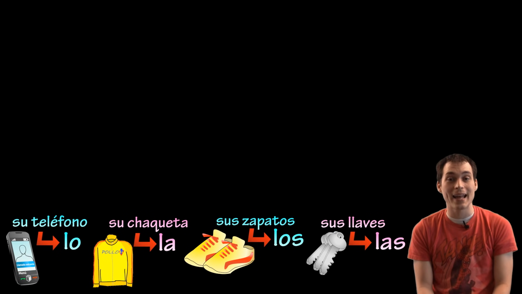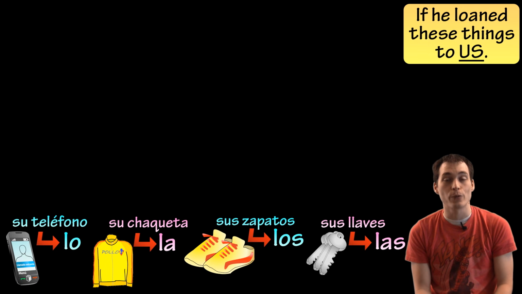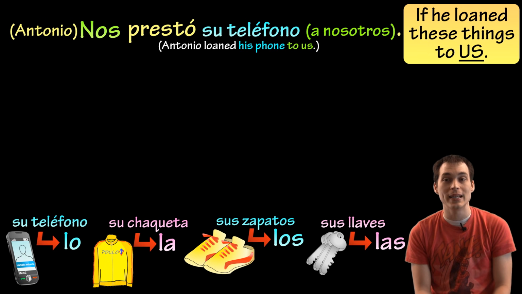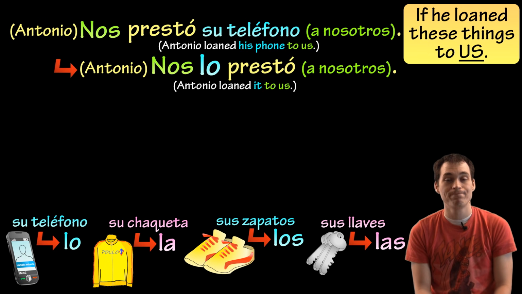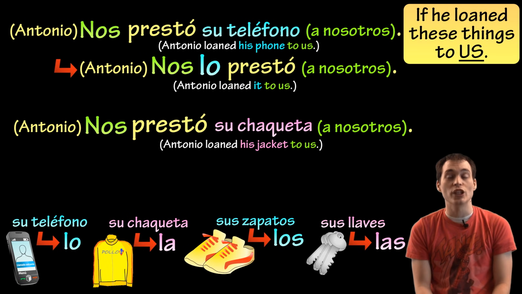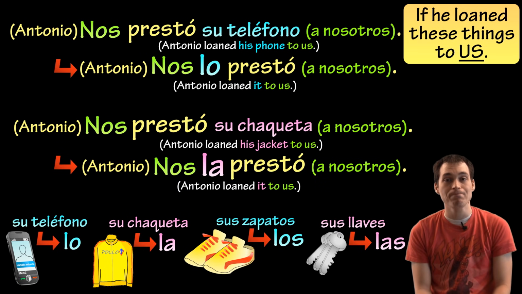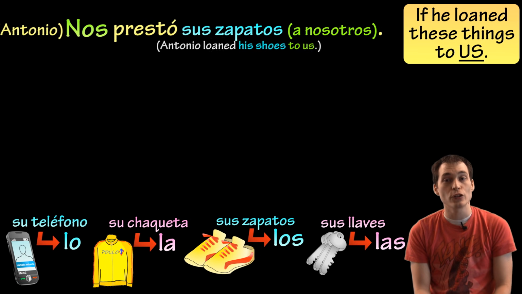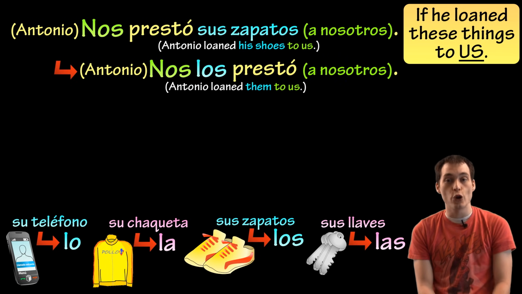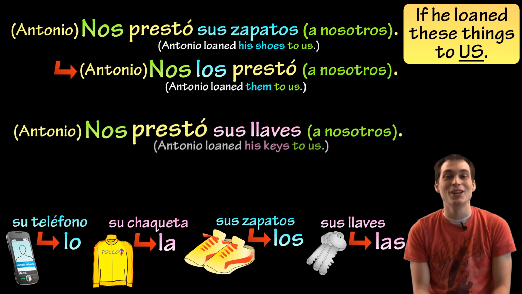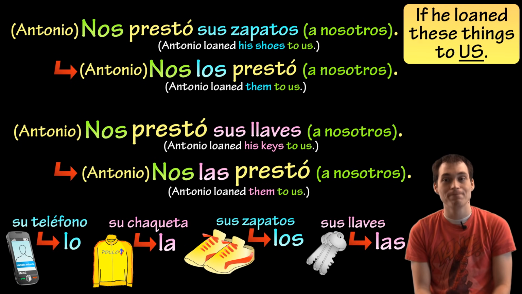Now, if he were to instead have loaned these things to us, nos prestó su teléfono, he loaned it to us, nos lo prestó. Nos prestó su chaqueta, he loaned it to us, nos la prestó. Nos prestó sus zapatos, nos los prestó. Nos prestó sus llaves, nos las prestó.